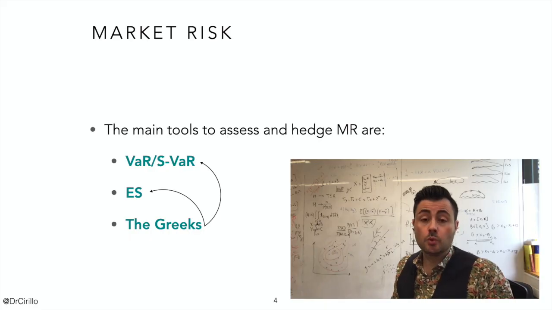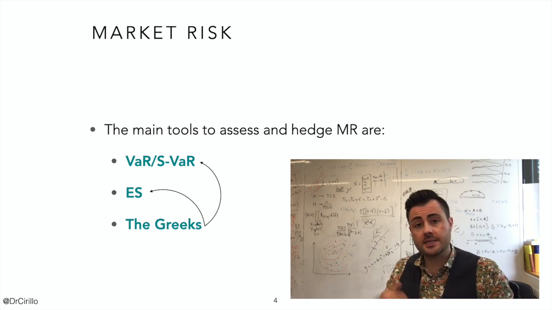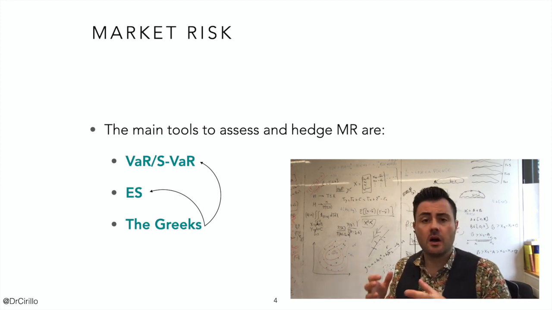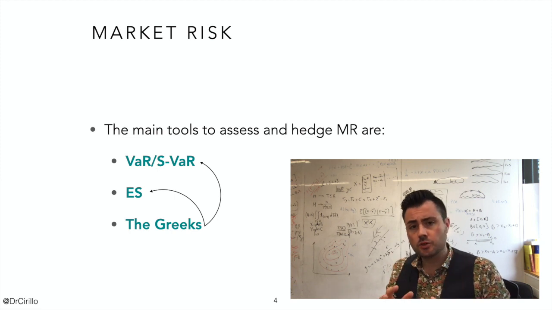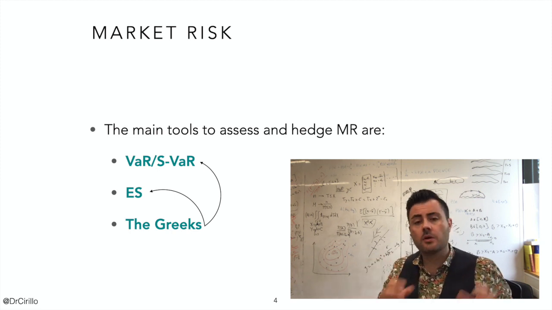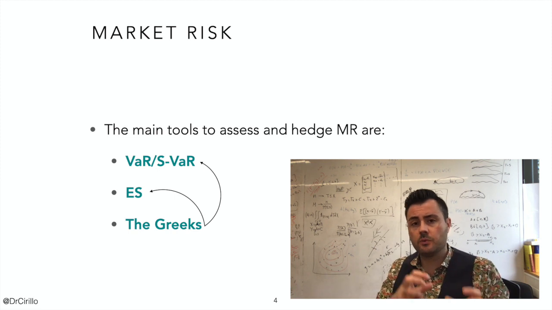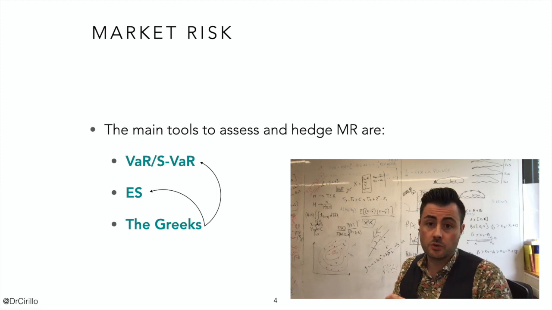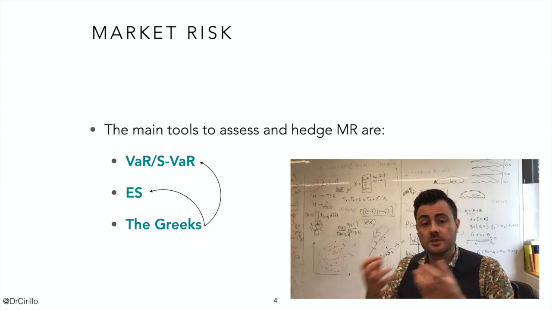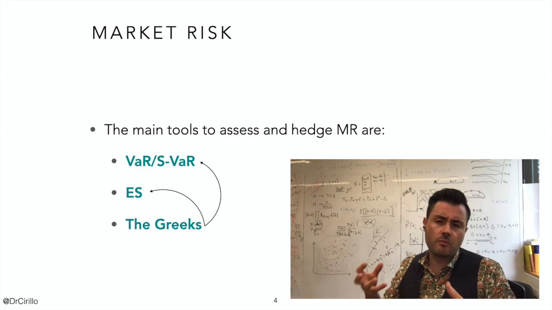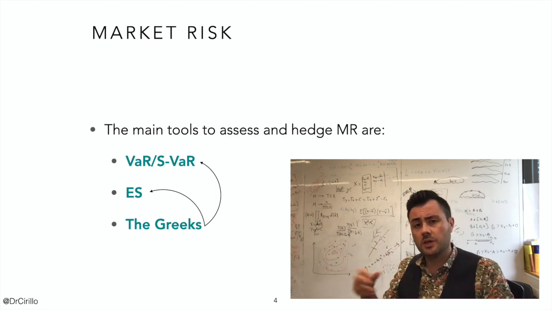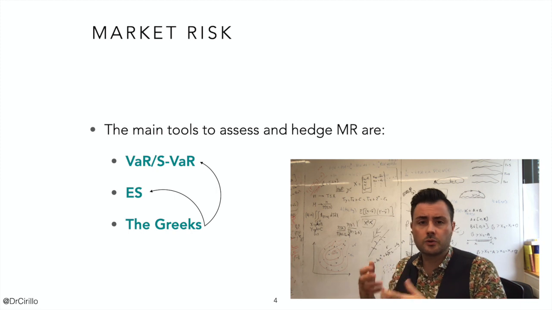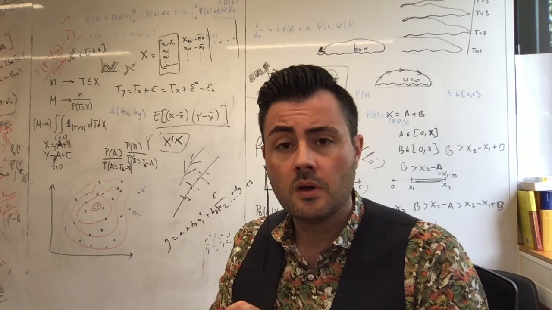The most important tools that we can use to assess and hedge market risk are the value at risk, the expected shortfall, and the Greeks. For value at risk, we will see that there is also a second version, called the stressed VaR, which is nothing more than a value at risk computed on the losses that belong to the worst scenarios for our portfolio. But we will be back on that in our practical lesson with R.